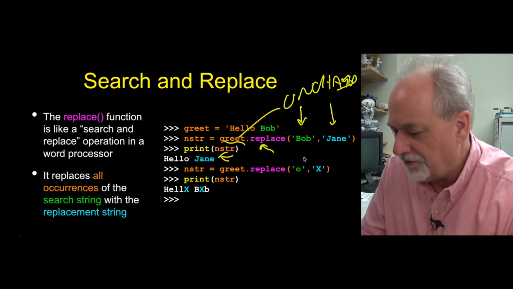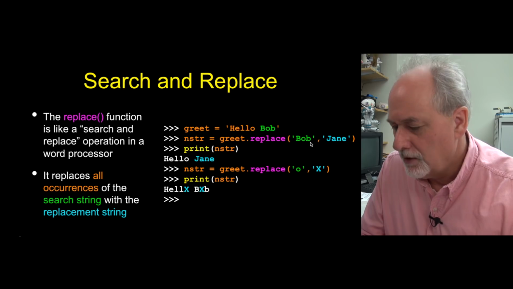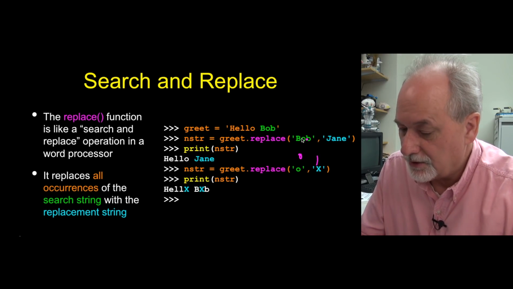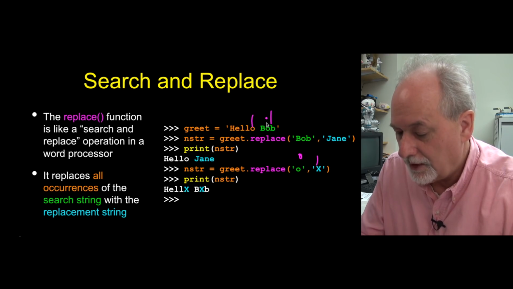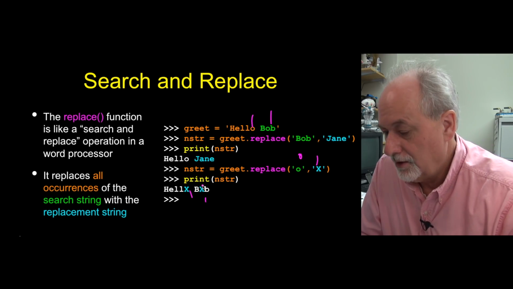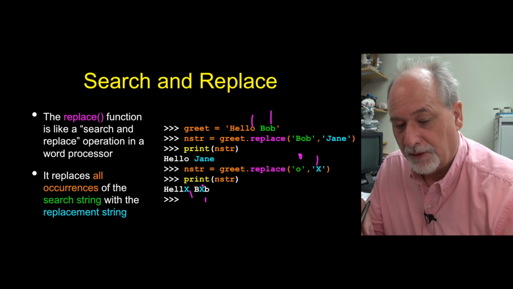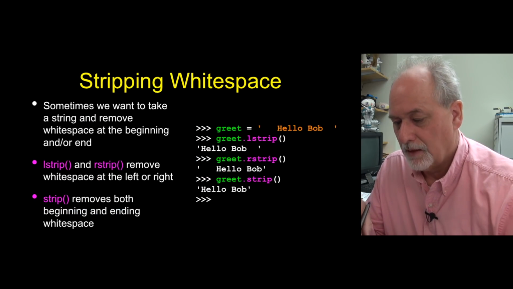And it does more than one thing. So this says go find all the O's and replace all the O's with X's. And so it goes and finds 2 of them, and then out come 2 X's. And so replace is not just replace the first one, but replace all of them.